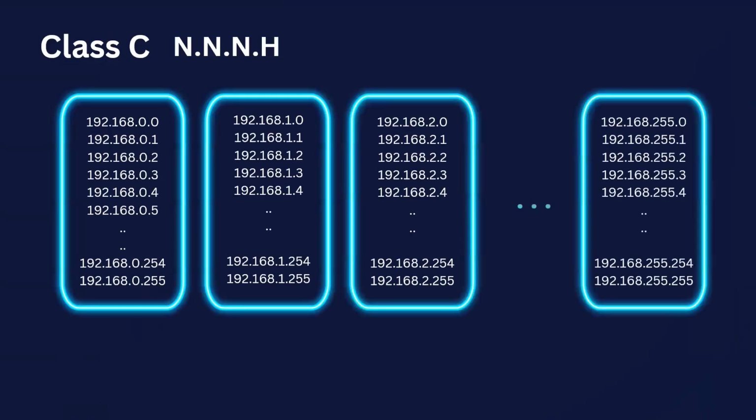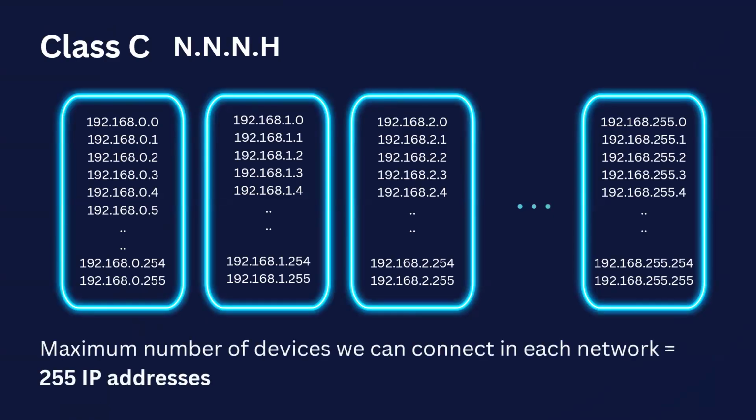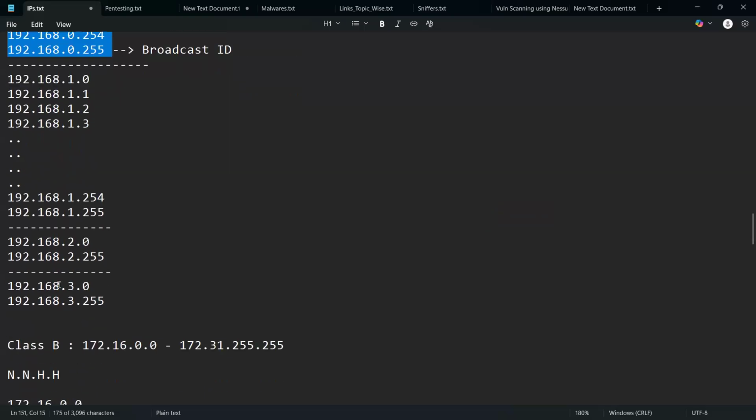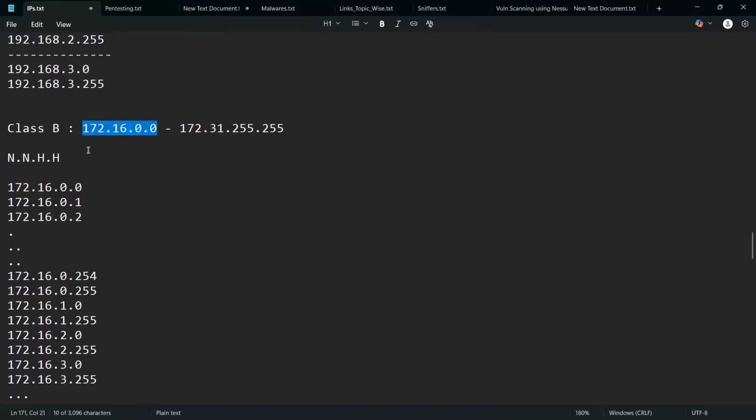Again, the situation for class B arises where you have a requirement of connecting more than 255 devices. Let's say in your network you have 500 devices. In such a case class C is useless, because class C's limit is only 255 devices, not more than that. So for a scenario where you have more than 255 devices to connect in a single network, you go for class B. Class B has two network portions and two host portions. For class B, the private IP starts at 172.16.0.0. In this entire 172.16.0.0, the first two portions are the network portions and the last two portions are the host portions. Simple logic to remember.